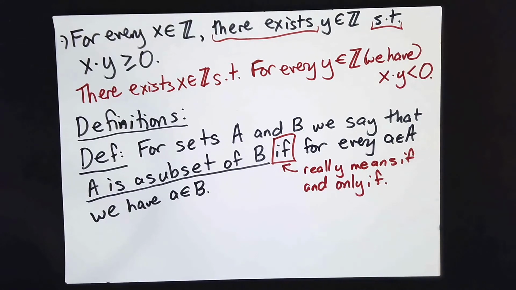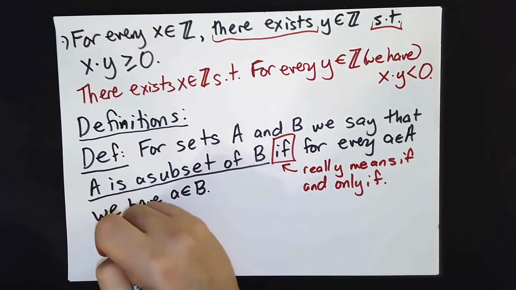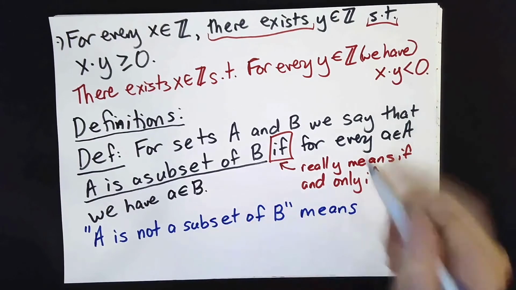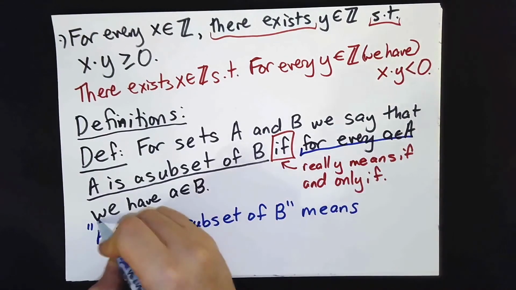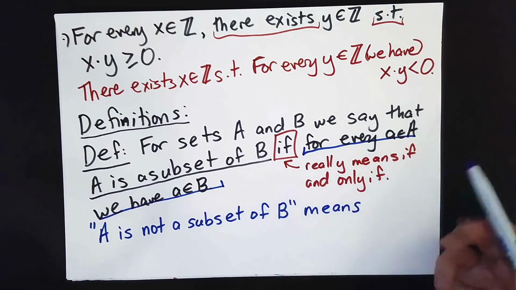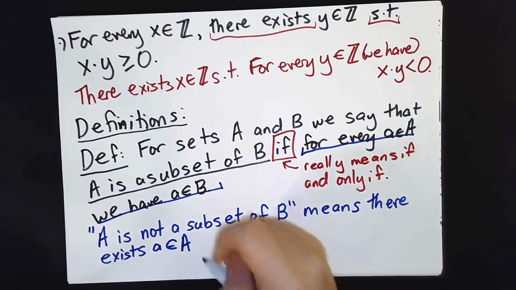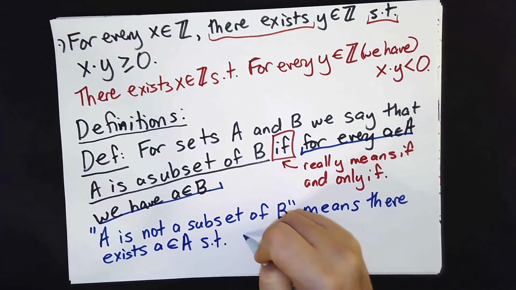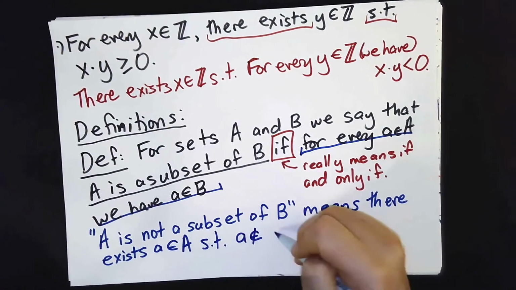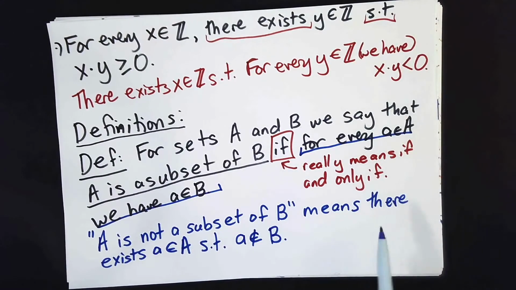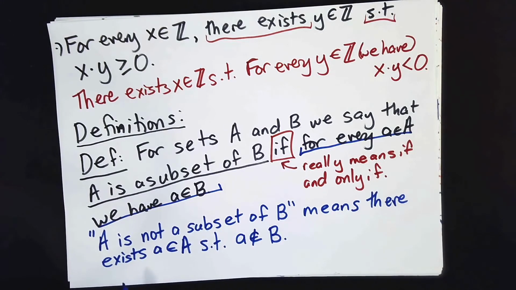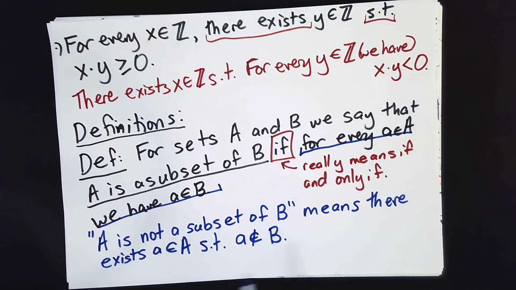So, what does A is not a subset of B mean? Well, it means the negation of this. So it means, in fact, there exists little a in big A such that little a is not in big B. Now, this is a very helpful skill to have, because you might be given, for example, the piece of information that A is not a subset of B, and if you're given that, that's exactly telling you that there's some element of A that's not in B.